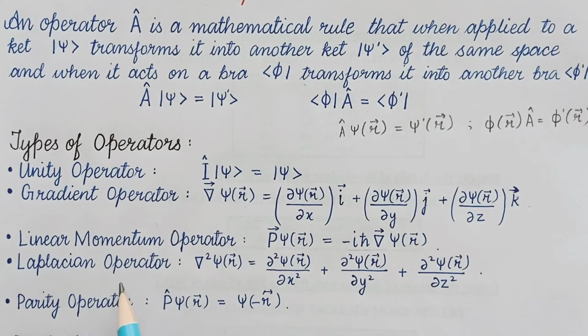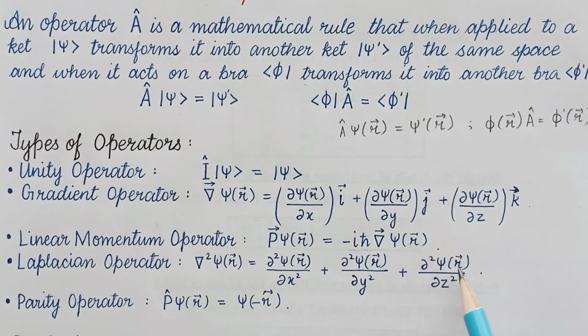Then the Laplacian operator. So del square psi of r gives del square psi of r upon del x square plus del square psi of r upon del y square plus del square psi of r upon del z square. So this was the Laplacian operator. Now coming to the parity operator, we are familiar with it also, that it changes the sign of the argument, that is P cap psi of r gives psi of minus r. So these were a few of the operators.